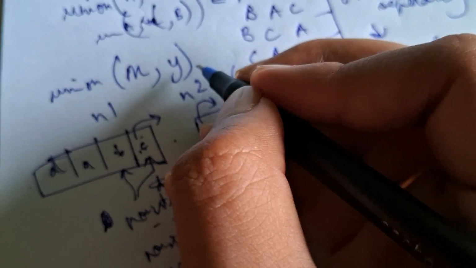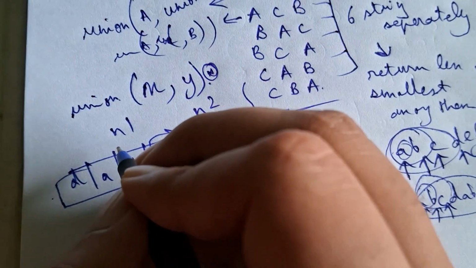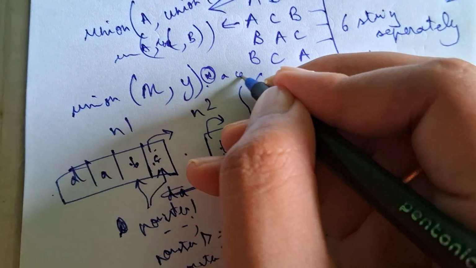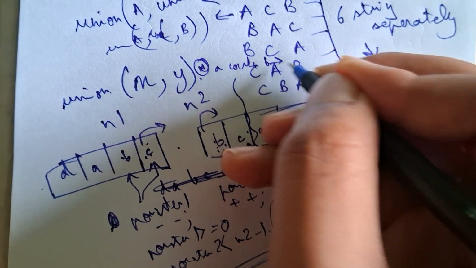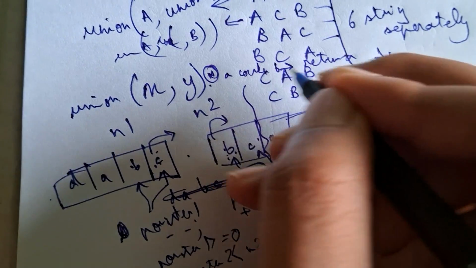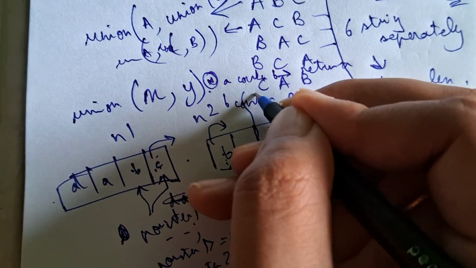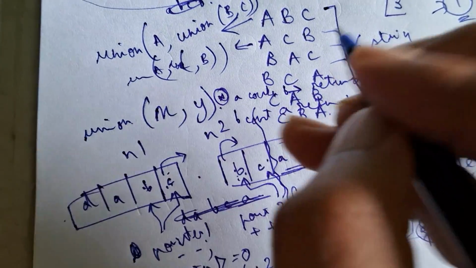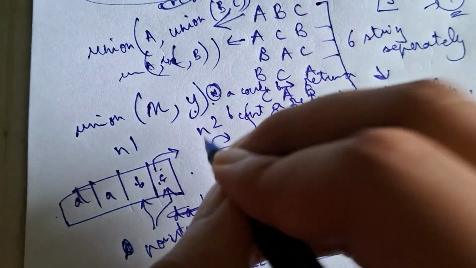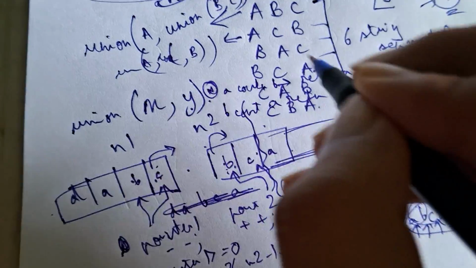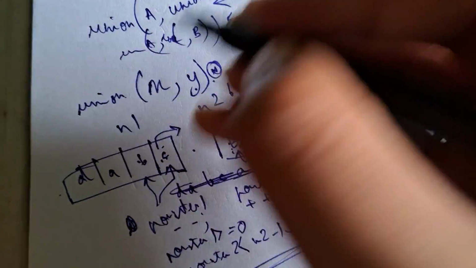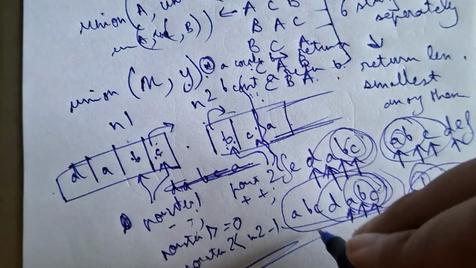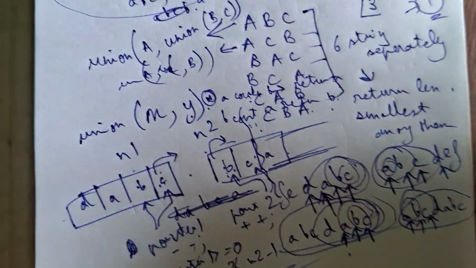Before checking this portion, you have to find if A contains B, then return A, or if B contains A, return B. So if A contains B, return A. If B contains A, return B. If neither of the conditions is satisfied, then we are going to use this method, and once we are done with it, we have to return the smallest string.